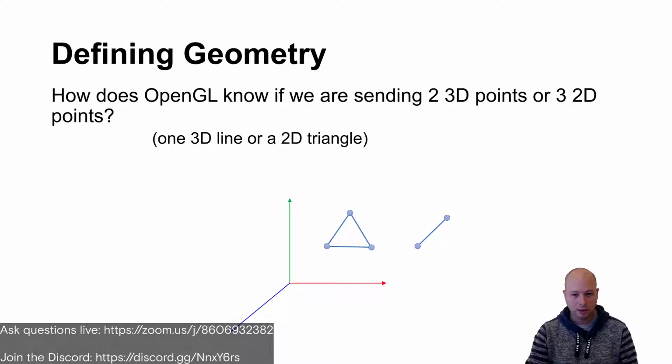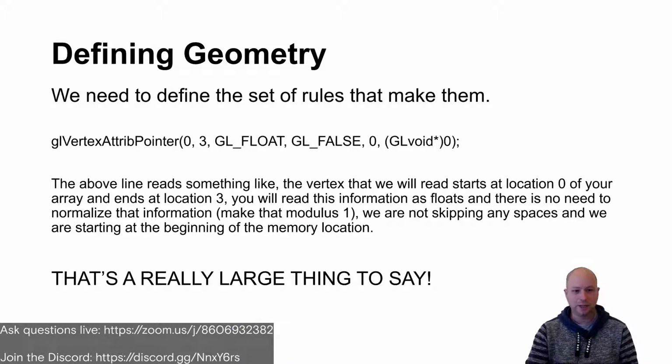And so how do we know if we're sending 2D points or 3D points? Well, it really comes down to the definition, right? As we were talking about just a minute ago, how do we set the attribute for a particular vertex attribute? And in this case, we're saying, okay, it's a size of 3, it's a float, and it starts at 0.